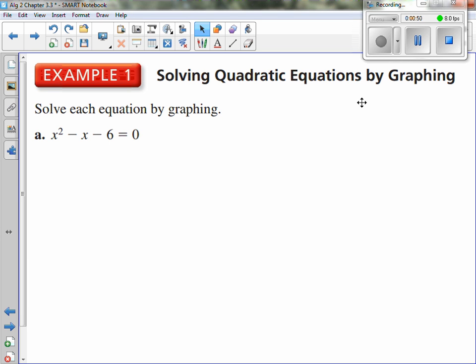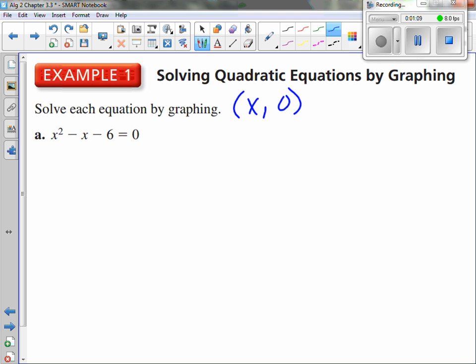Now, for graphing, we're really looking at the x-axis, the x-intercepts. Because where this function crosses the x-axis is the value of x that will make the function equal 0. Because at any x-intercept, we have x comma 0, where the value of y is 0. So when we solve these, we're trying to find out what value of x will make the function equal 0, or the x-intercept.